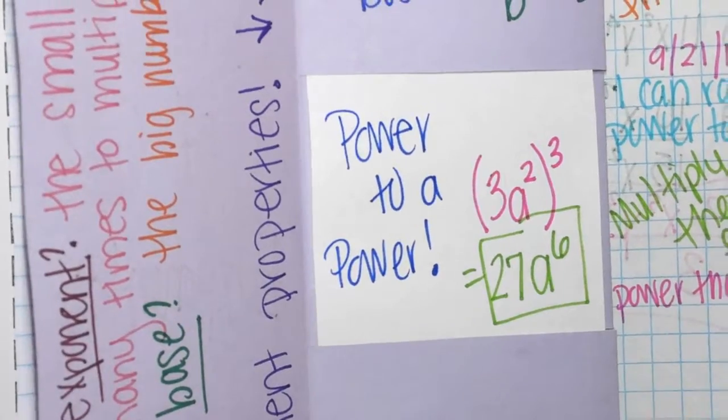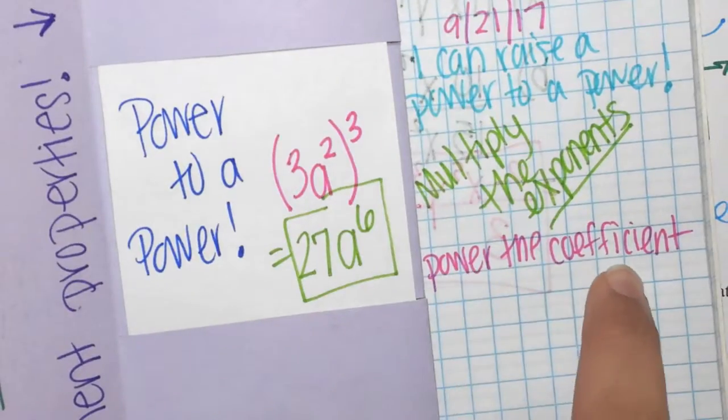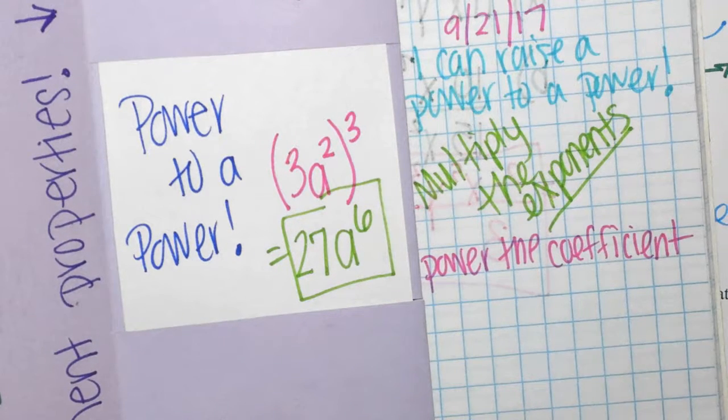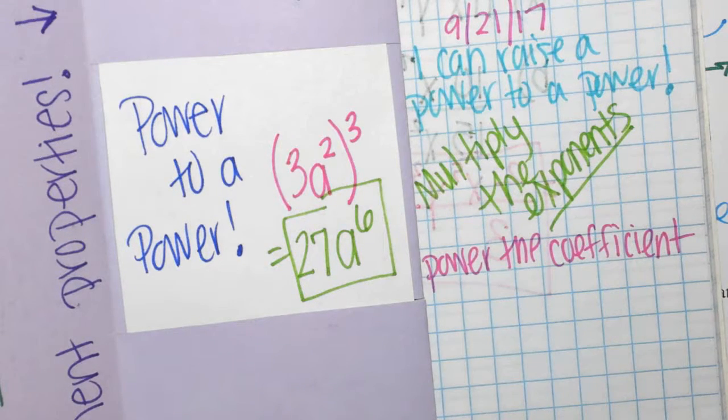CJ. We multiply them. And what do we do to the coefficient if there is one? Austin? No. We power it. So we raise it to that power. Good. Take another point.